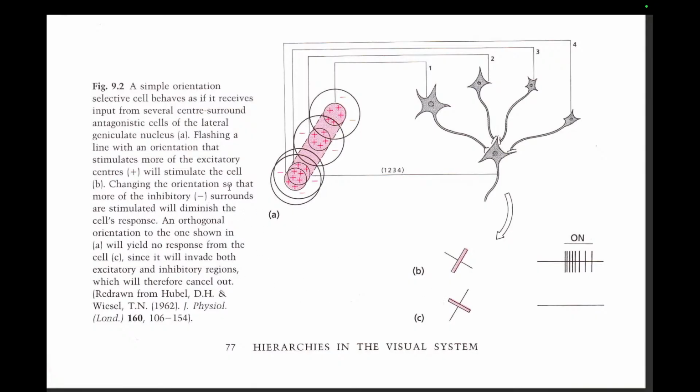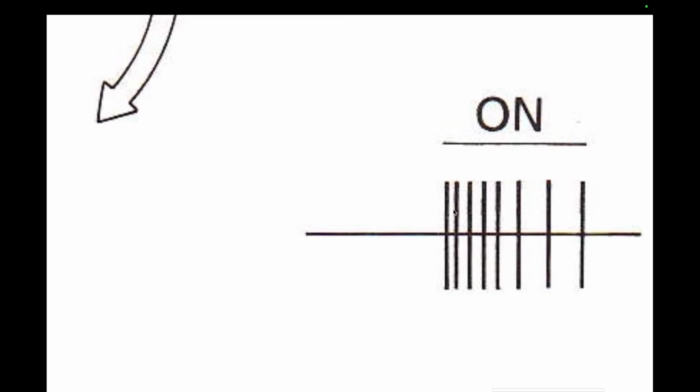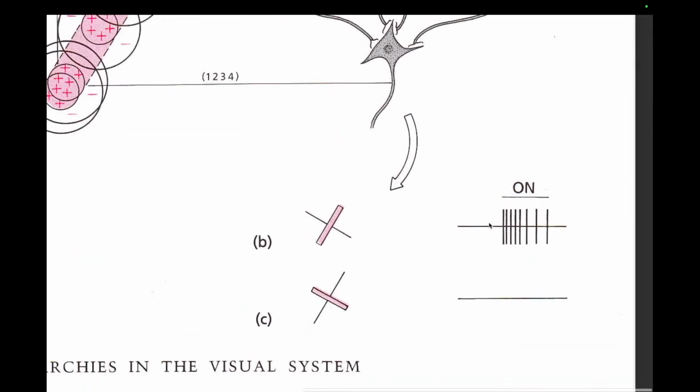However, B will diminish the cell's response. So it will show a decrease. As you can see here, there's been high, and then it slowly goes low, and then it's gone away. Okay? That's how it works, essentially.